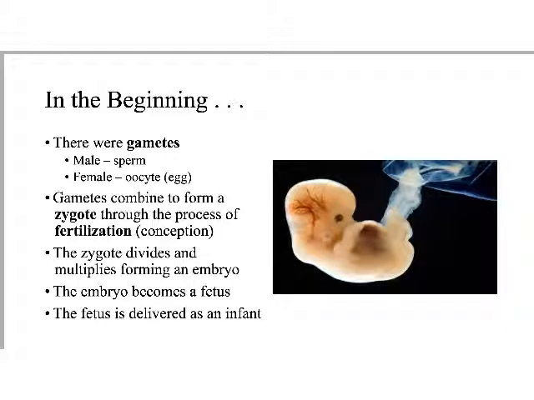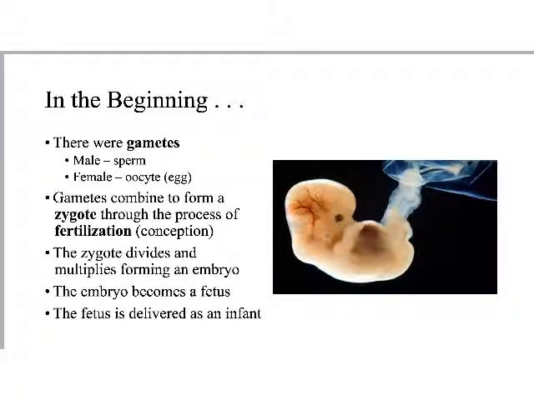So, in the beginning, for all of us, in all of our beginnings, there were gametes. Gametes are basically the male and female reproductive cells. These are the cells that need to come together to form other humans. The male gamete is called sperm, and the female gamete is commonly called an egg. Anatomically, it's called an oocyte. And most people pronounce it oocyte.